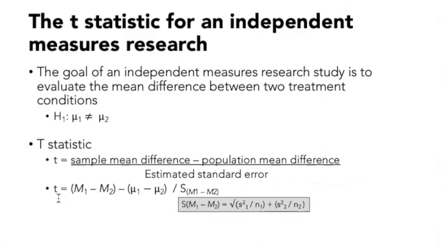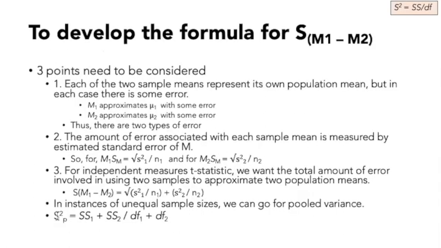So the t statistic is calculated by M1 minus M2 minus mu1 minus mu2, divided by the estimated standard error. Now, the estimated standard error can be calculated by taking the square root of the variance of that group divided by the number of cases, plus the variance of the second group divided by the number of cases. But if the two groups are unequal, which means one group has, let's say, 8 and the other group has 10, then these are unequal sample sizes.